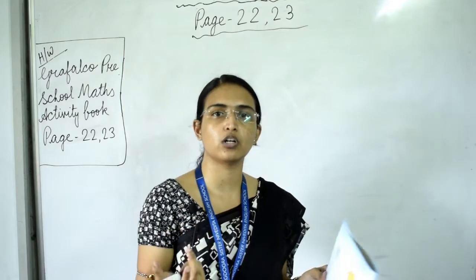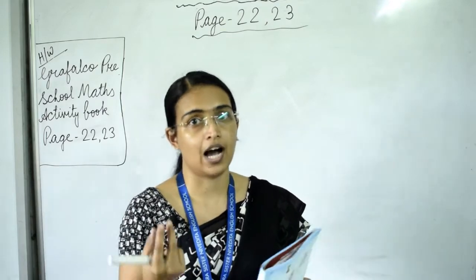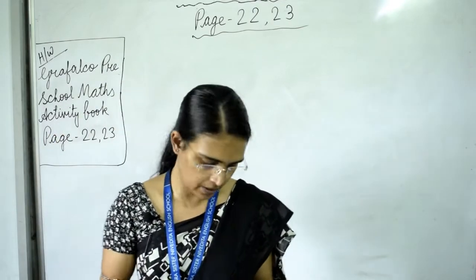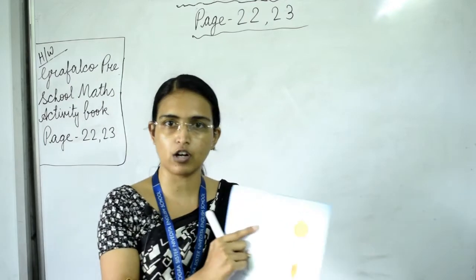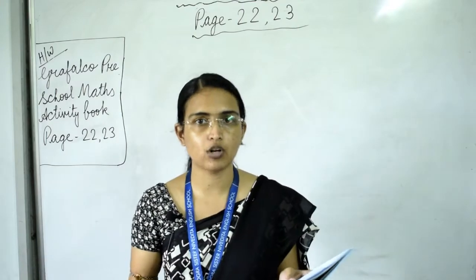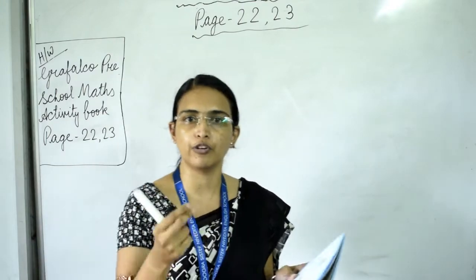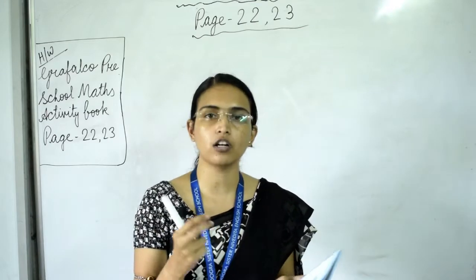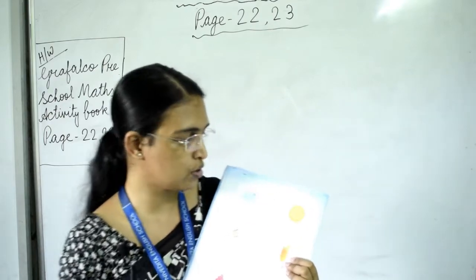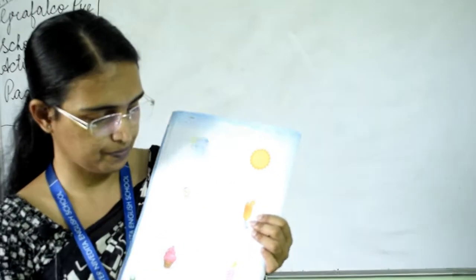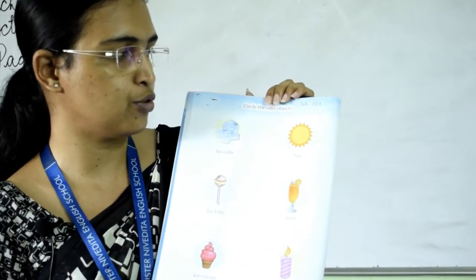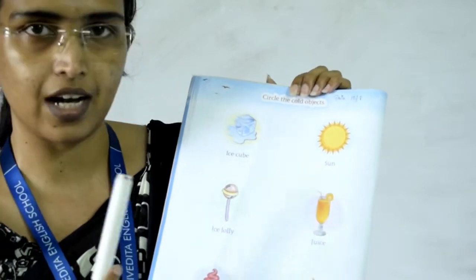Now what are cold objects? Can you name some cold objects? Ice cream is a cold object, right? Then juice is a cold object. Then ice cube is also a cold object, right? So when we drink these things or when we touch these things, we feel cold. So that's why it is called a cold object. So what you have to do here, you have to circle the cold objects. Here are some pictures. You have to find out which are cold objects and circle those cold objects.